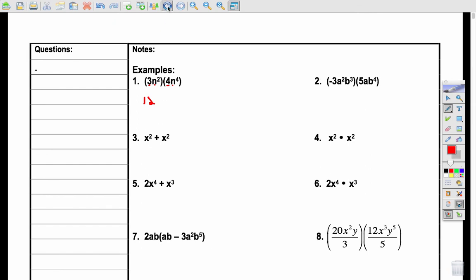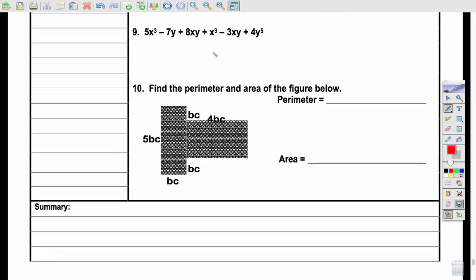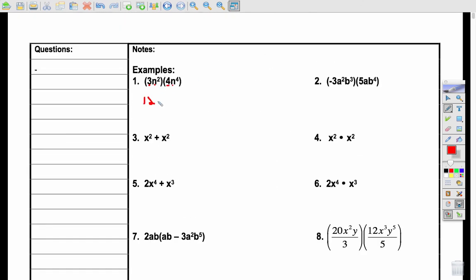They're multiplying. So again, if you go back to the last page, it says when we multiply, right here, when we multiply, we add the exponents. So go back. Add the exponents. We have n, and then 2 plus 4 is 6.